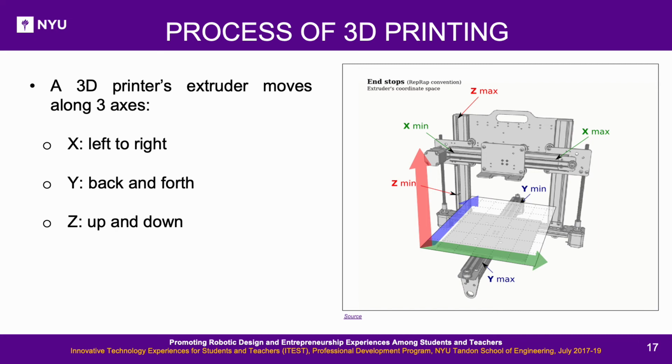A 3D printer's extruder moves along 3 axes. The X-axis is when it moves from left to right. The Y-axis is when it moves back and forth. The Z-axis is when it moves up and down, as shown in the figure. X-max, Y-max, Z-max are the maximum and X-min, Y-min, Z-min are the minimum distances the extruder can go along those axes.